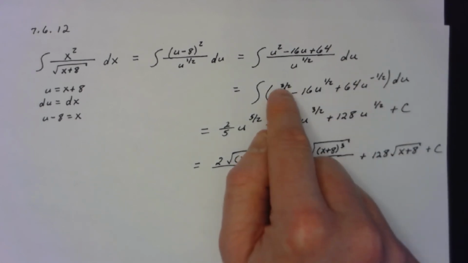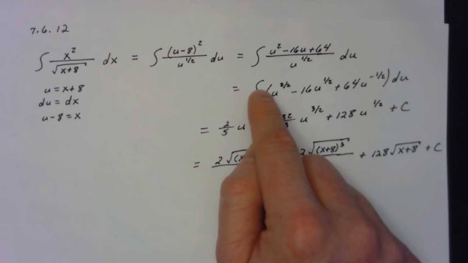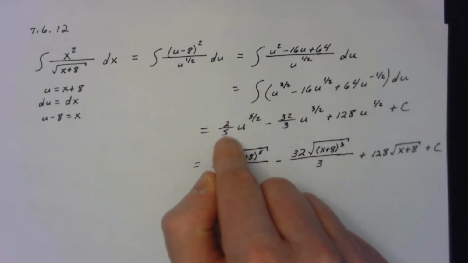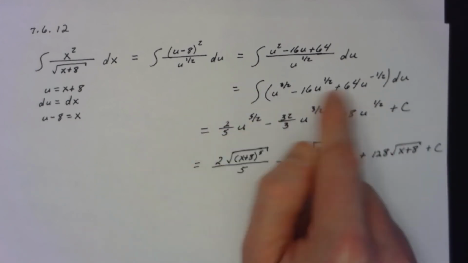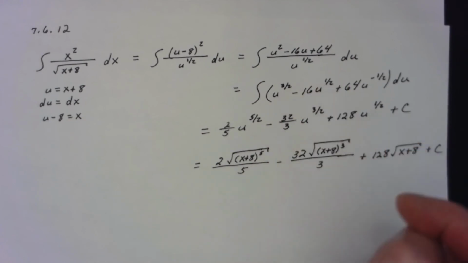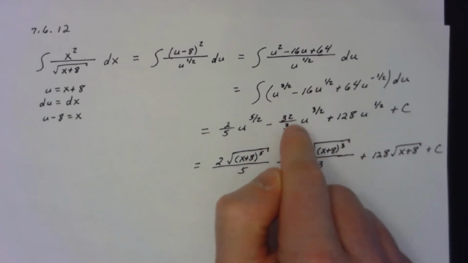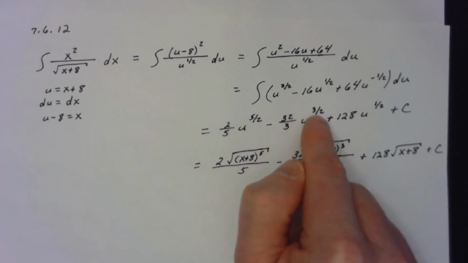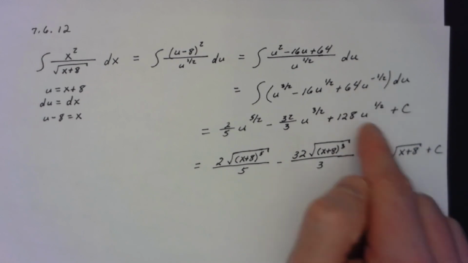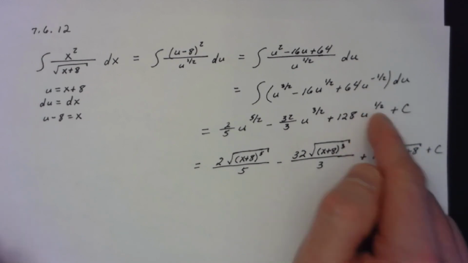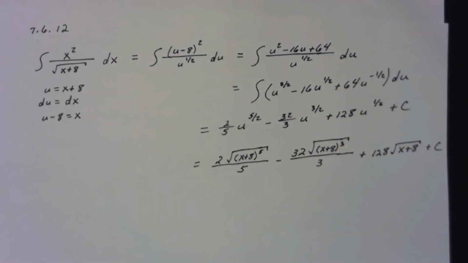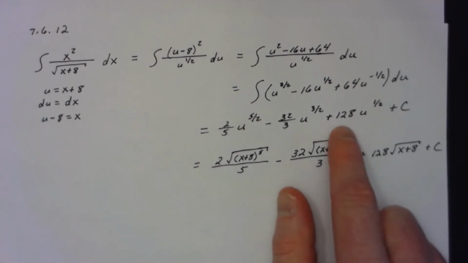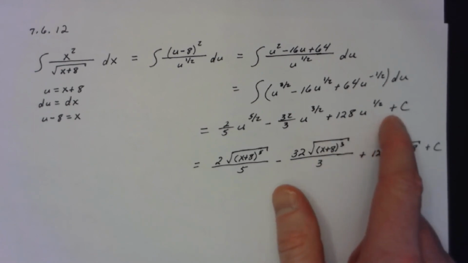The power rule says to add 1 to each of these exponents and divide by that new exponent. So we get 2/5 u to the 5/2. The next one, this is going to go to the u to the 3/2 power. So I said 16 times 2/3 is going to be 32/3 u to the 3/2. My next term, u would go to the positive 1/2 power. So we're dividing by 1/2, same thing as multiplying by 2. And I can say that's where the 128 u to the 1/2 came from. And then plus my constant of integration.